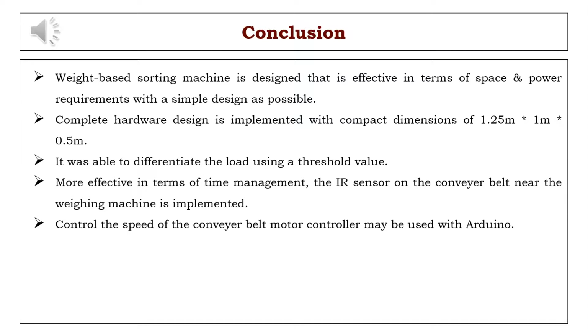At last, we conclude that our design is effective in terms of space and power requirement. It was able to differentiate loads using a threshold value. If the user wants to change the threshold value, it is possible. The IR sensor is used for time management. Also, the speed of the motor that rotates the conveyor belt may be changed by using a motor speed controller and the Arduino. Here we have not used that because we don't need it.